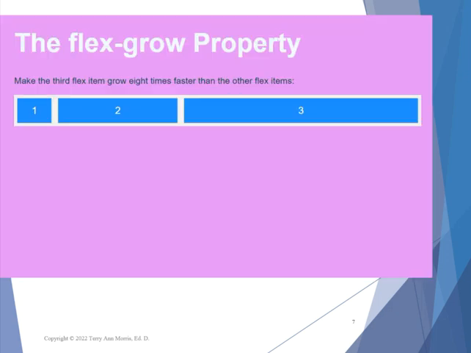The flex grow property. The flex grow property specifies how much the item will grow relative to the rest of the flexible items inside the same container. Take for instance, if the element is not a flexible item, the flex grow property has no effect. Let's jump into the code and explore the flex grow property.